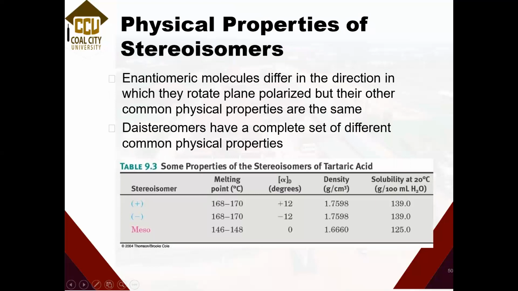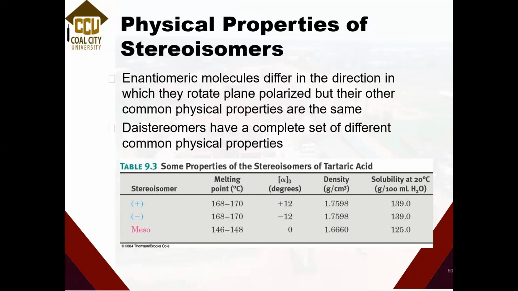Physical properties of stereoisomers. Enantiomeric molecules differ in the direction in which they rotate plane polarized light, but their other common physical properties are the same. So when compounds are enantiomers, they have exactly the same properties. The only difference between them is the way they rotate plane polarized light. If it is the R configuration, it rotates plane polarized light to the right. If it is the S configuration, it rotates plane polarized light to the left.